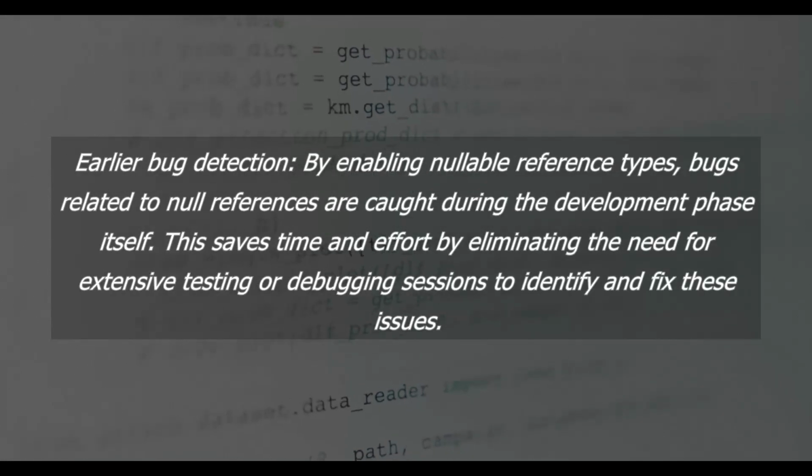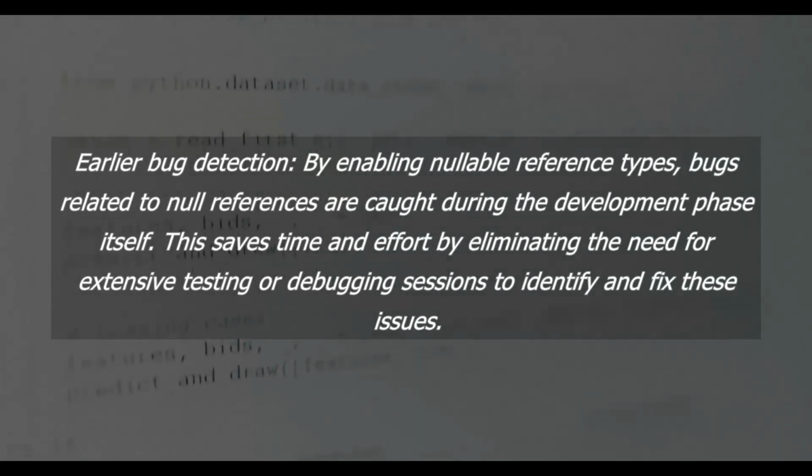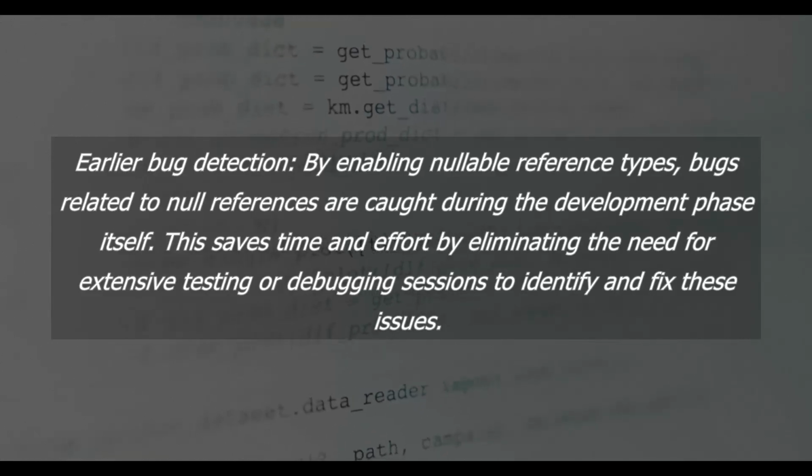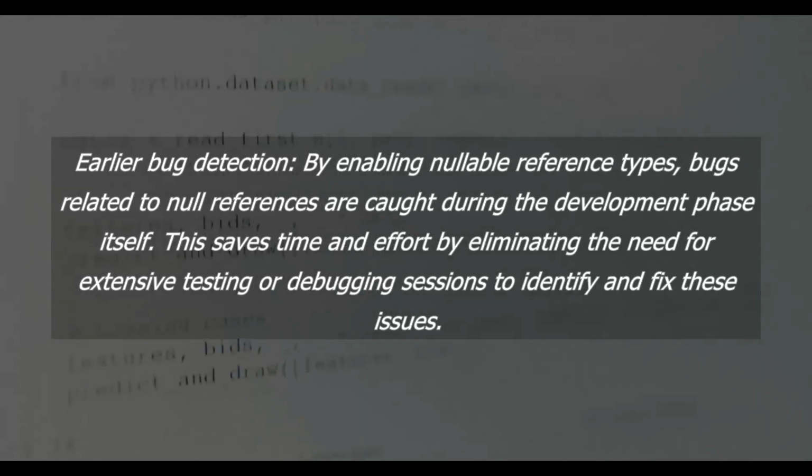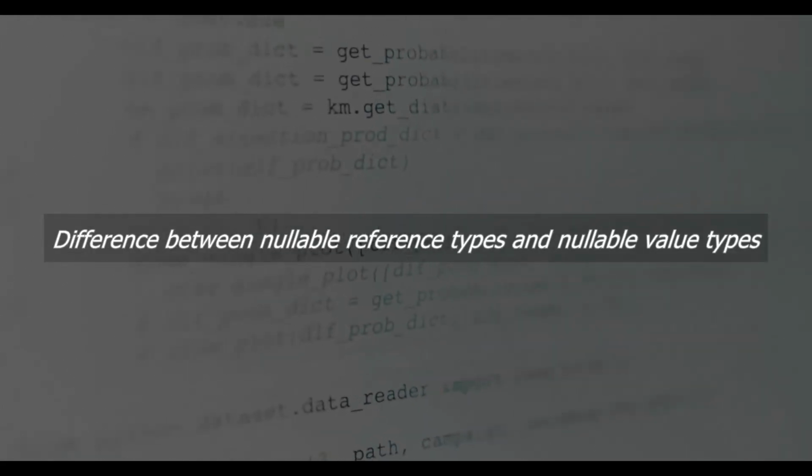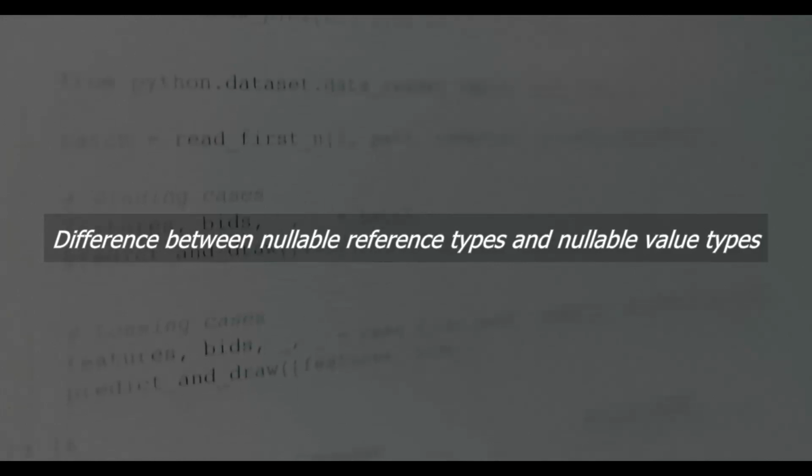Earlier bug detection. By enabling nullable reference types, bugs related to null references are caught during the development phase itself. This saves time and effort by eliminating the need for extensive testing or debugging sessions to identify and fix these issues.